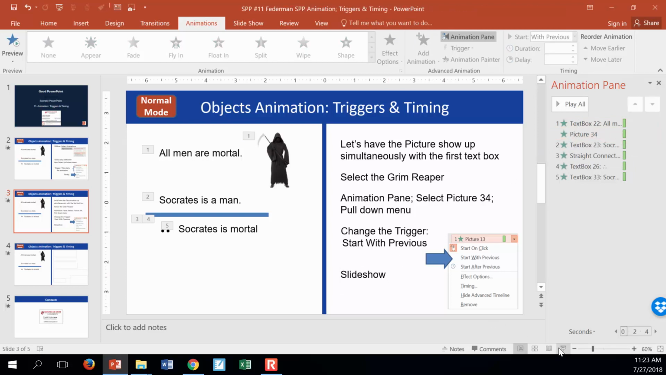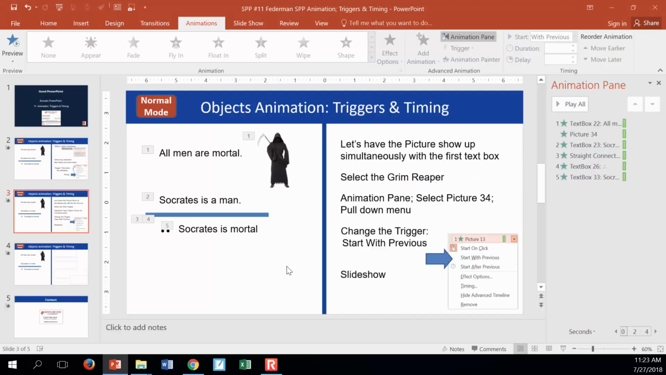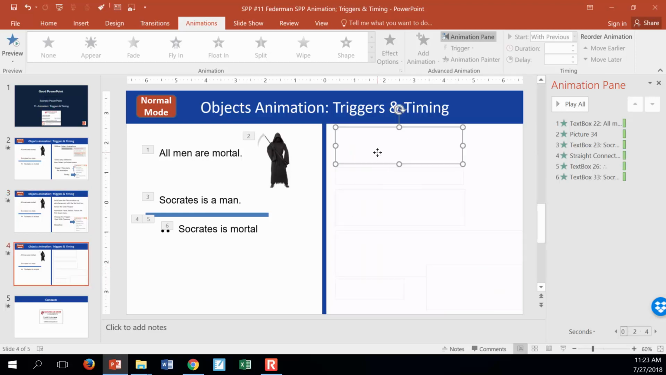Let's go to slideshow mode. Now when I click, the first text box with the picture of the Grim Reaper shows up simultaneously. Because we took the Grim Reaper and said, start with previous. Okay, now let's take a look at timing. Let's have this blue bar appear very slowly.